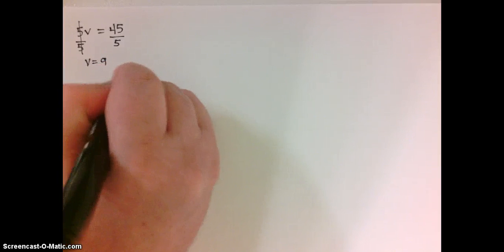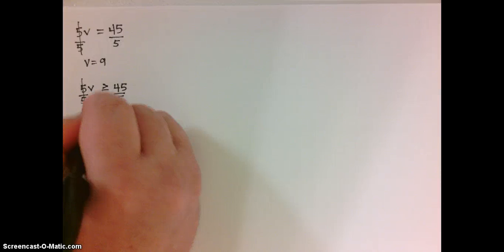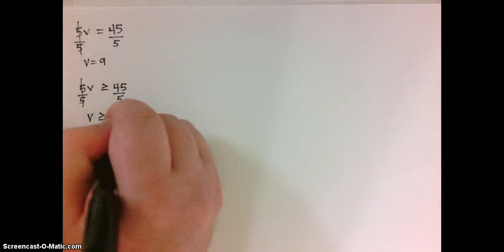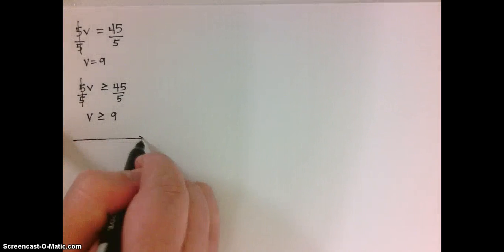5v is, let's say, greater than or equal to 45. If you want to get the v by itself, divide both sides by 5. The 5's cancel out, and v is any number that is greater than or equal to 9. Very similar to multiplication, it's one step.